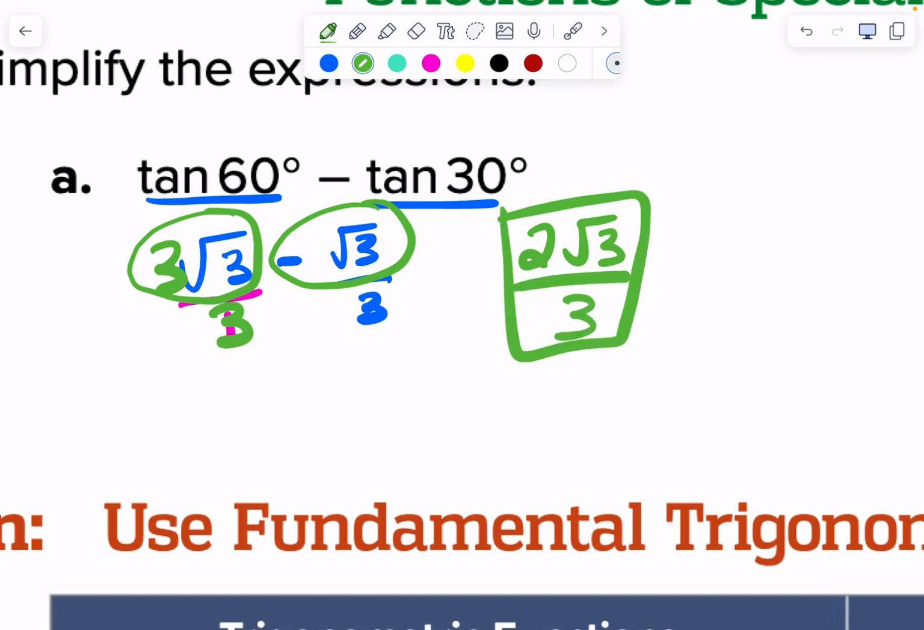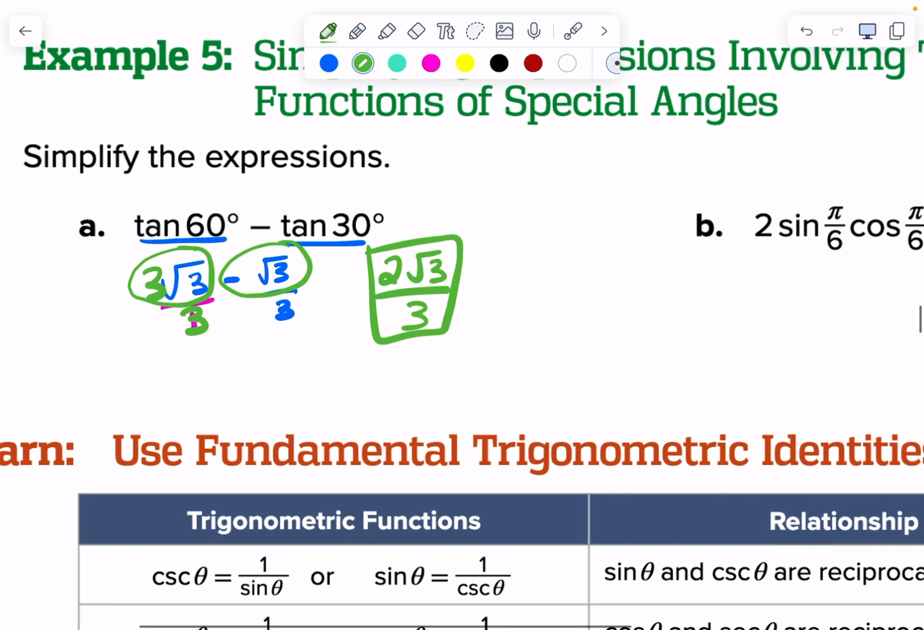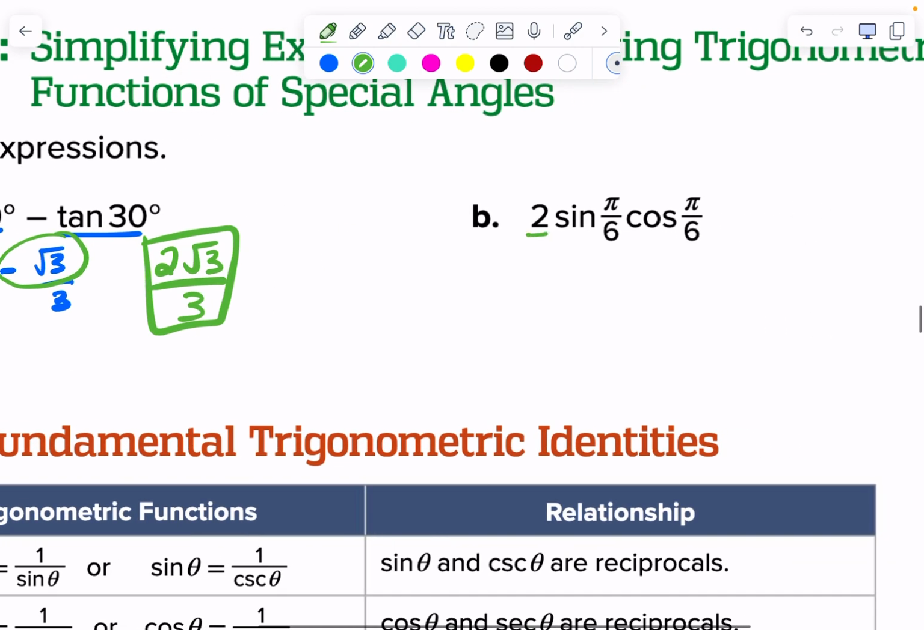Do you see how we arrived at that? Find a common denominator. 3 square roots of 3 minus a square root of 3 is 2 square roots of 3. Okay, good. Part B. Sit tight with that 2.